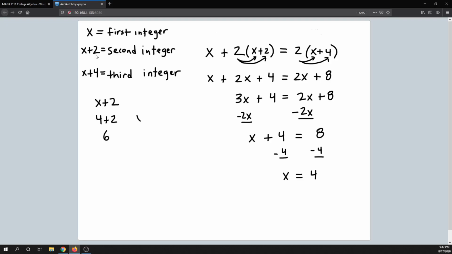So likewise, the third integer would be x plus 4. All right, and we know that x is 4, so that comes out to be 8. So our answer here, right, our 3 answers are 4, 6, and 8 on this one. All right, and that's it for this example.